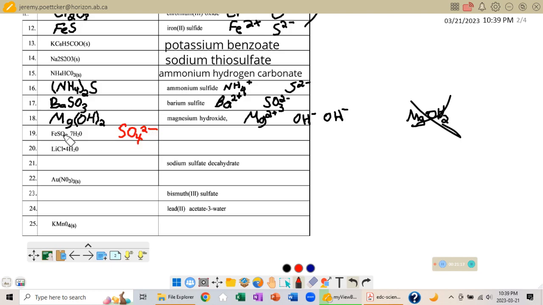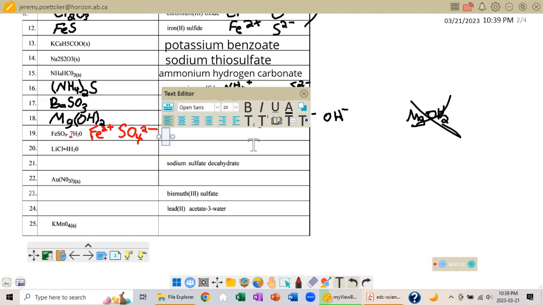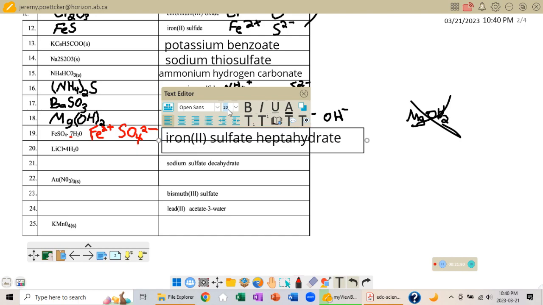That sulfate is 2-. That means the iron has to be a 2+, which means I'm going to use a Roman numeral 2. And then I got to find my prefix for the number 7, which is the same as the prefixes we use actually with our molecular compounds. And so it's hepta. And my name of this thing is going to be iron, Roman numeral 2, sulfate, heptahydrate. Because again, it's got that water of hydration.